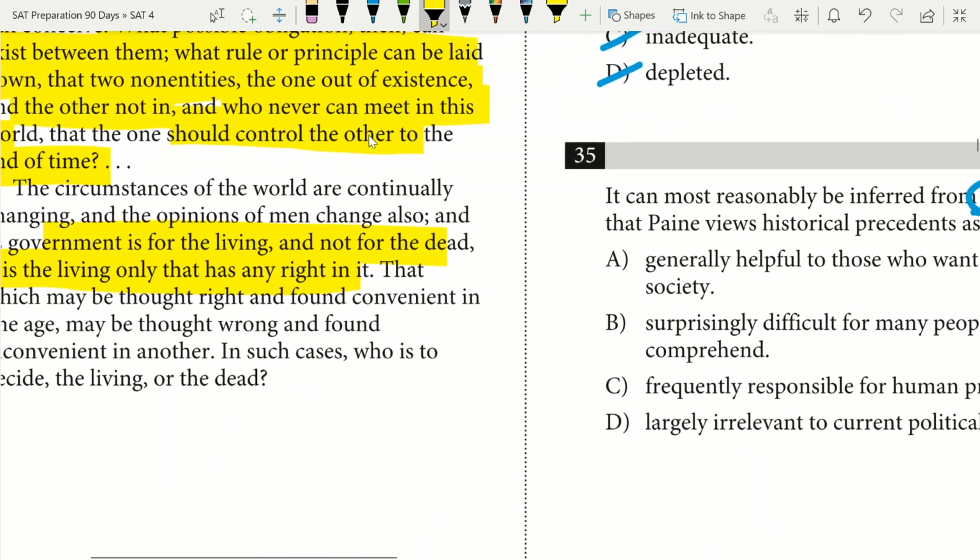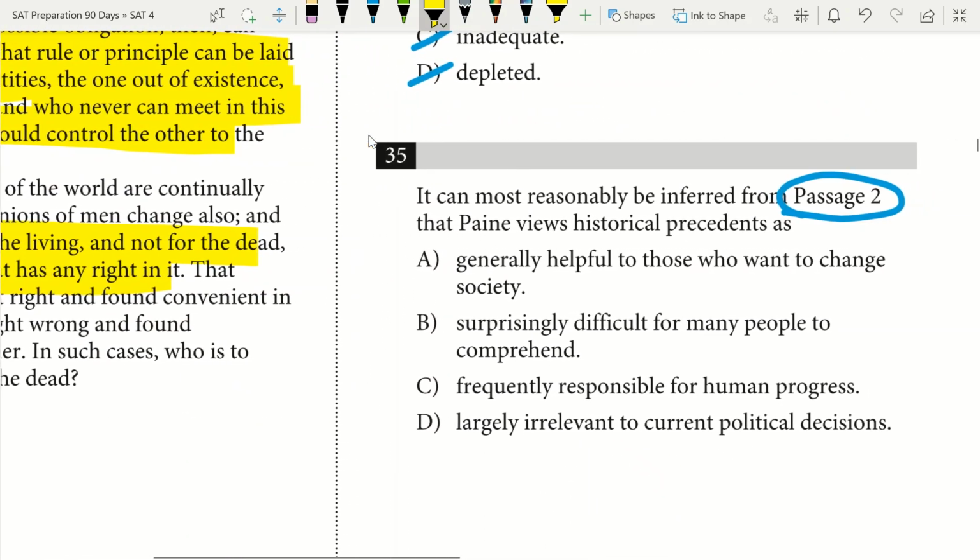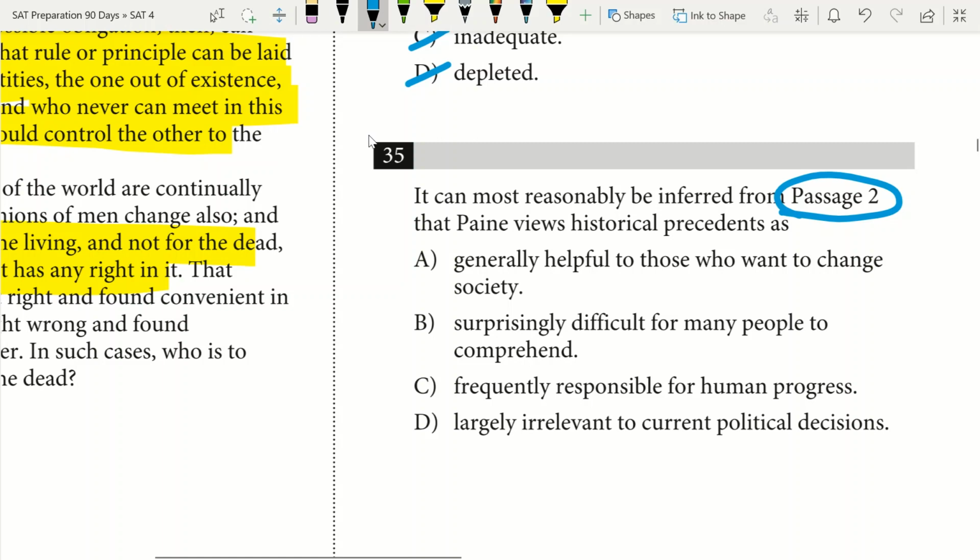Okay, at this point, we can answer the questions relating to passage 2. So we have 35. It can be most reasonably inferred from passage 2 that Paine views historical precedent as what? Well, he's saying historical precedents don't matter to the people who are currently living, because those who are dead have no stake in what is going on now because it's not involving them. It does not concern them. It does not affect them. So we're going to look for an answer choice that discusses that.